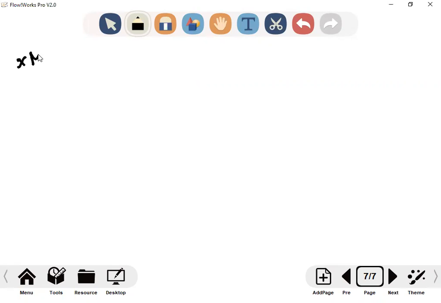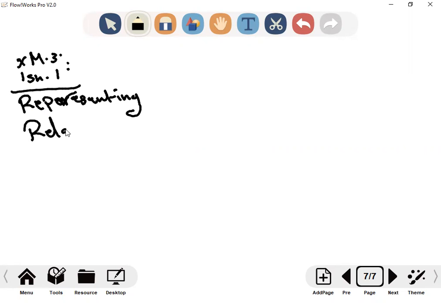Module 3, Lesson 1, Representing Relations. We are on page 137. We did example 1 yesterday. Check, right? So we are on example 2, page 137.